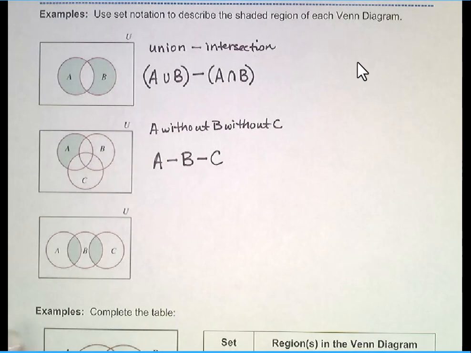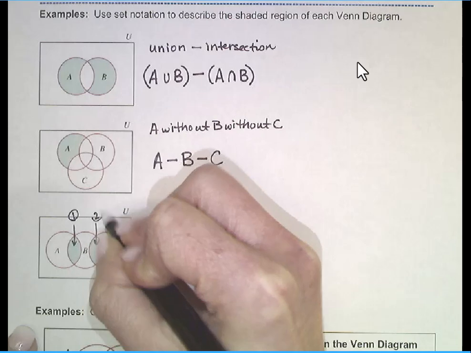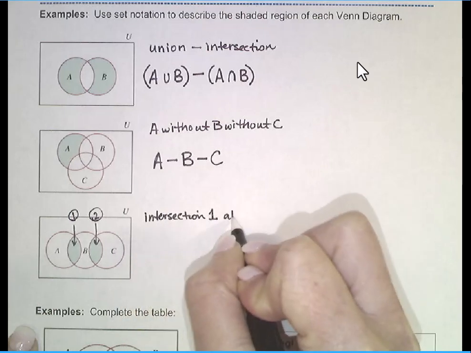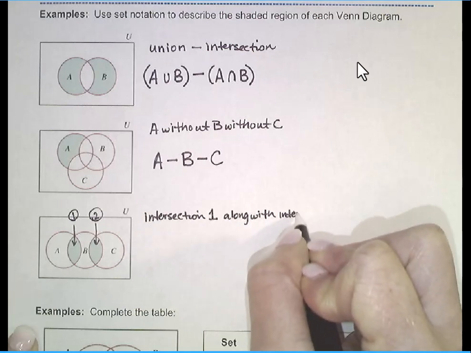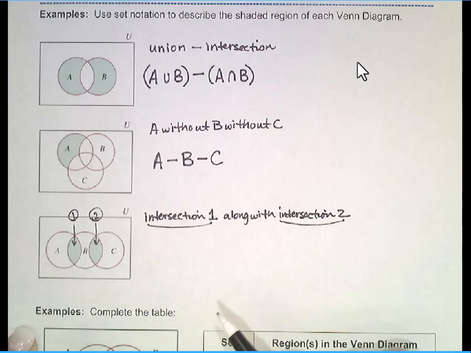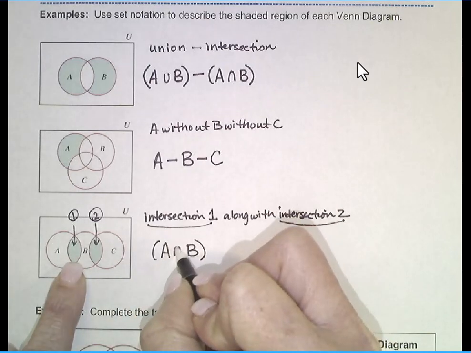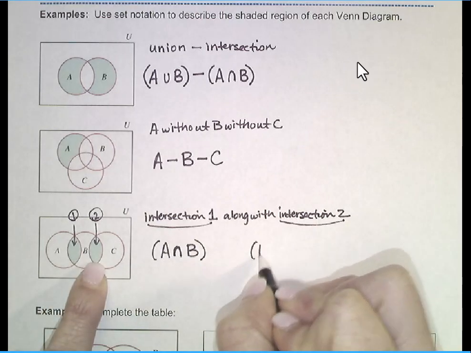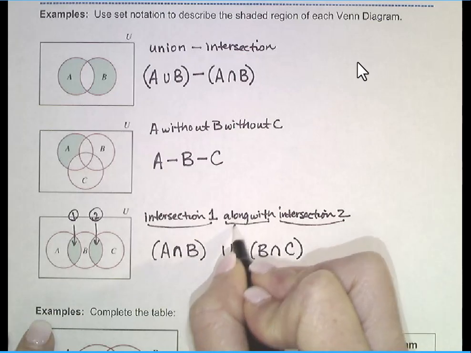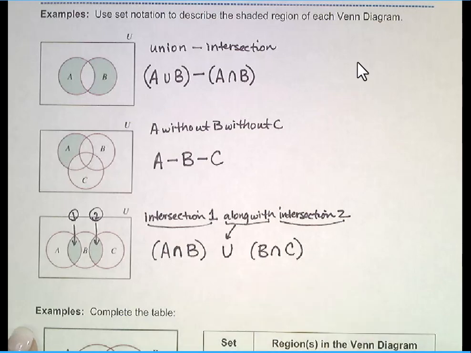Looking at the third picture, that looks like 2 little footballs that are shaded. So it's like 2 little intersections. We have intersection number 1, and then intersection number 2, along with each other. So how do we write an intersection? Well, this first intersection is A intersect B. The second one is B intersect C. It's where B and C intersect. And when we say along with, that means a union. So we have the intersection of A and B unioned with the intersection of B and C. That would be your statement for that one.